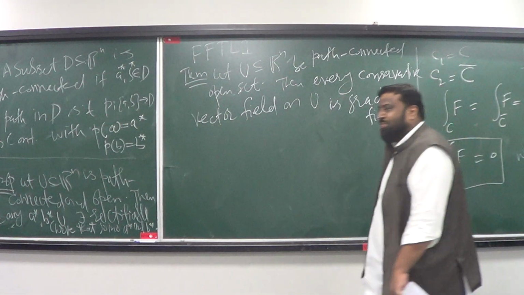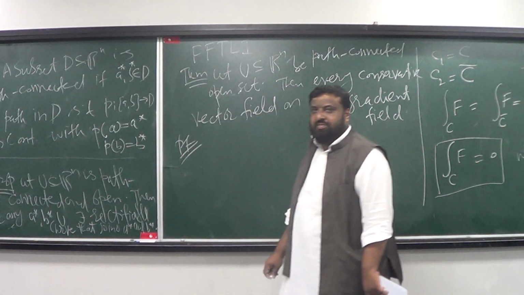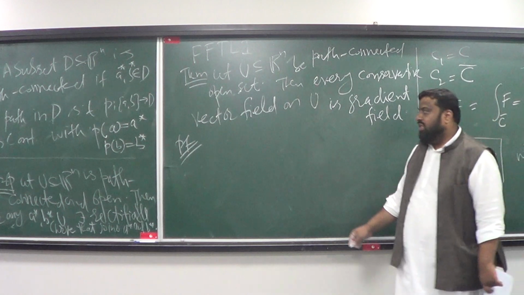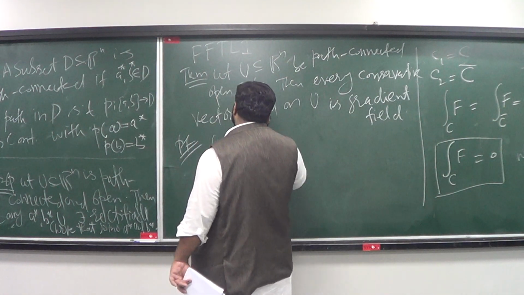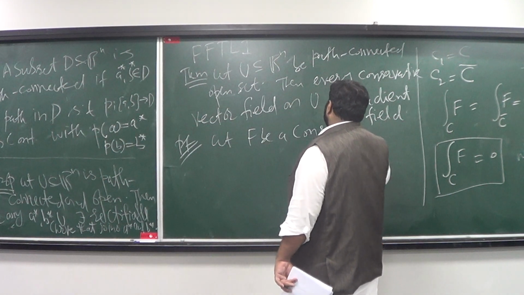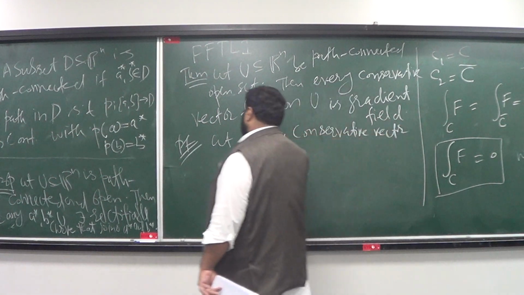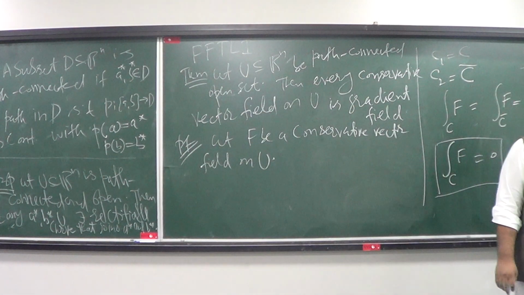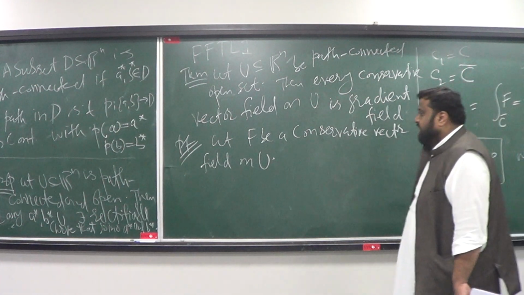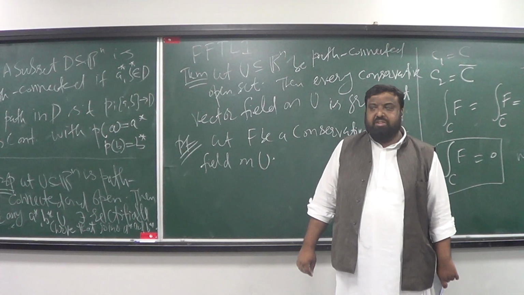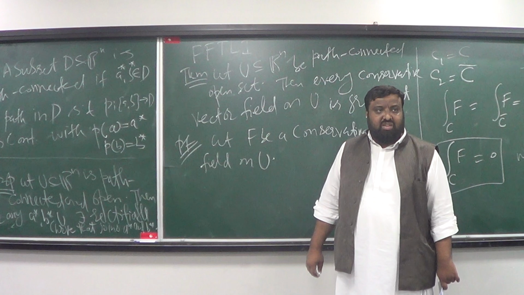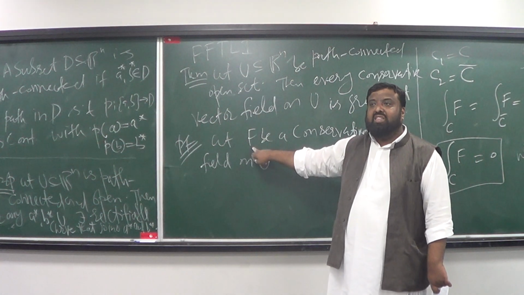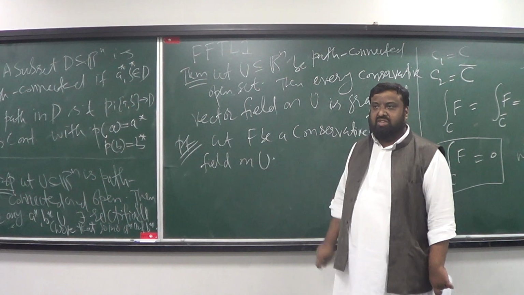Let's prove it. So here's the proof. How should we start? Let's take a vector field on U where U is path connected and open. Let F be a conservative vector field on U. I would like to say that this F is a gradient field. If it is a gradient field, I need to construct a potential for it. I need to show that there is a phi whose gradient is F.